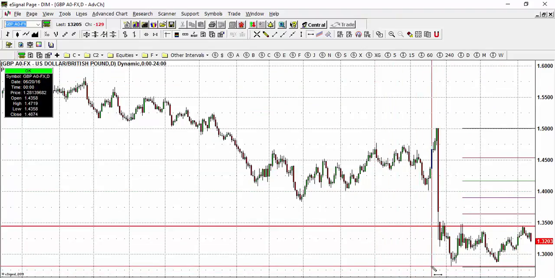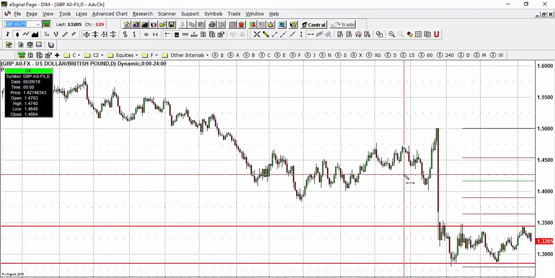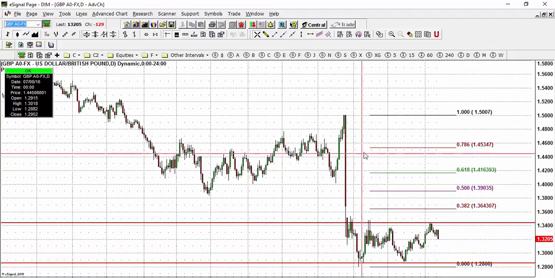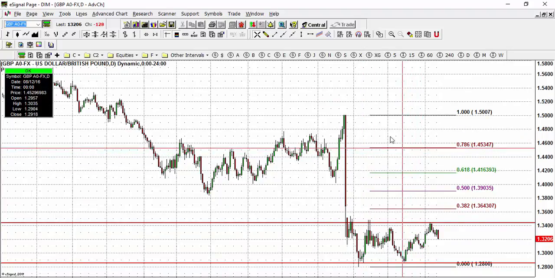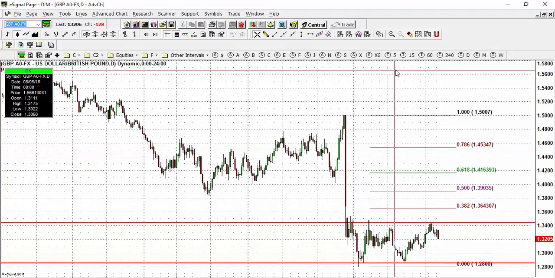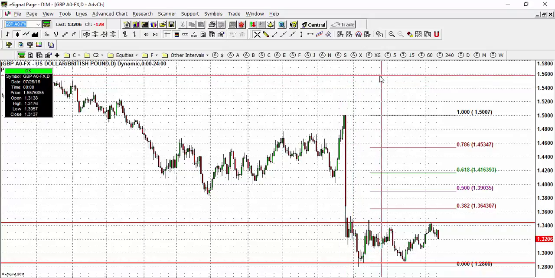Let me draw a line here. So we could see a return into this level, this is the 128.66 level. That's about 350, 400 pips to the downside. So that's what we could be looking for in the British pound.